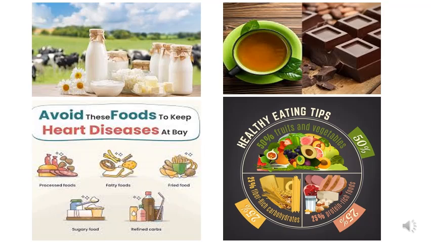Cook with olive oil instead of butter. Choose grilled or baked over fried. Use herbs and spices instead of salt. Drink plenty of water and stay hydrated.